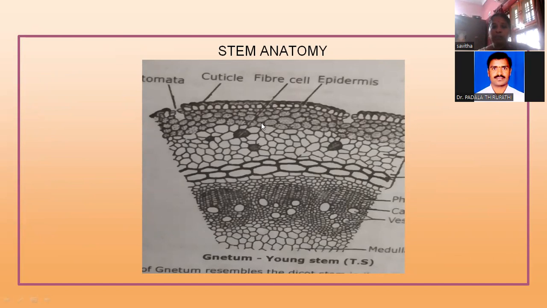Below the epidermis, you will find the cortical region, which is divided into 3 regions: outer cortex, middle cortex, and inner cortex. The outer cortex has parenchymatous and chlorenchymatous cells with chlorophyll and chloroplasts, which help in the photosynthetic process. The middle cortex is many layered and helps in the storage of starch and other reserve food materials. The inner cortex has sclerenchymatous cells.